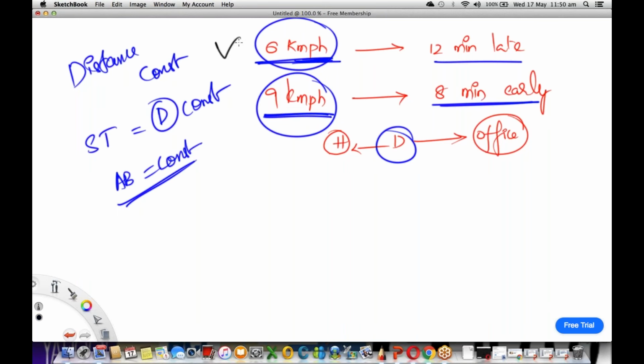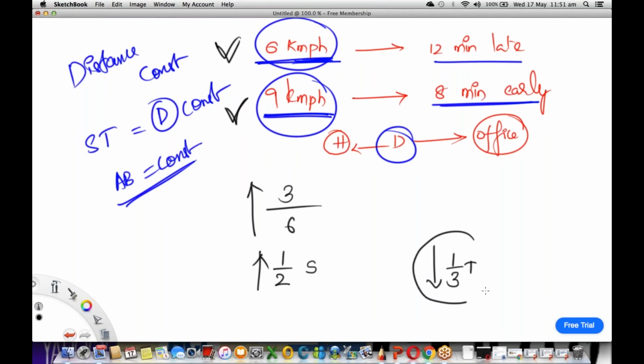Look at what is happening to the speed. Speed is initially 6 kilometers. Now the speed has become 9 kilometers. So what is happening to the speed? On top of 6, there is an increase of 3. That's the meaning of 6 becoming 9. What is 3 by 6? 3 by 6 is nothing but 1 by 2. 1 by 2 increase in the speed will definitely result in a 1 by 3 decrease in the time.